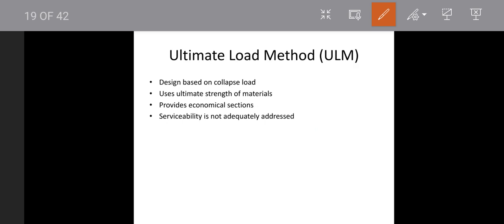The next one is the ultimate load method. This method was introduced to overcome the deficiencies in the working stress method. In this method the main drawback is that it omitted the serviceability concept of the working stress method. Here it is based on the collapse load, that is the ultimate load, and using the ultimate load concept it provides an economical section. But the main drawback, as I have mentioned, is that we omit the serviceability concept of the working stress method. Here the serviceability is not adequately addressed. That is the main drawback of the ultimate load method.